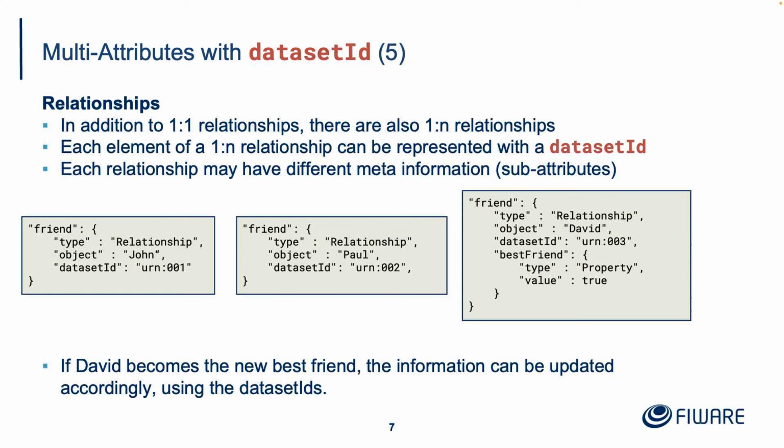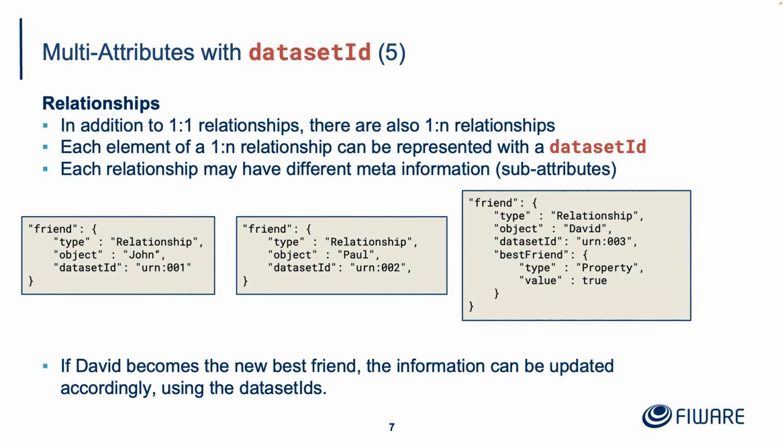And of course, if I only have one friend, I can point it towards John. But if I have multiple friends, I want to have a different dataset ID for each one, so that ontologically a friend is still a relationship. It's still a pointer to another entity. But of course, I would have multiple relationships. I've got more than one friend. So in this case, you can see David has become my new best friend, and I'm just updating the property of the property with the value that he's my best friend is true.